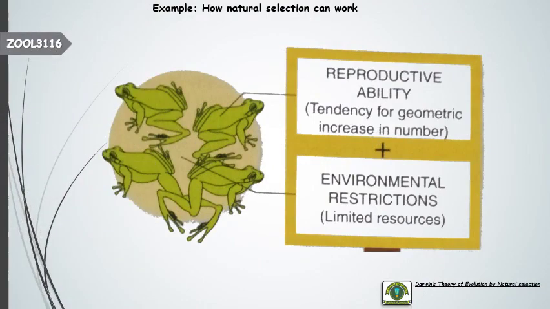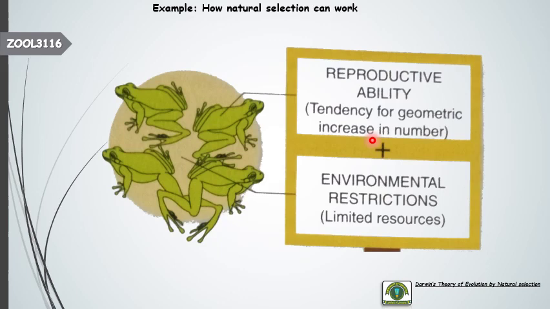Well, this is an example of how natural selection can take place. Here you can see the population of frogs: reproductive ability, the tendency for geometric increase in number. This is what we are talking about in natural selection. This is the population of frogs, right? The population of frogs has the ability to produce many more frogs. Geometric increase means too much increase; they could increase their population too much.